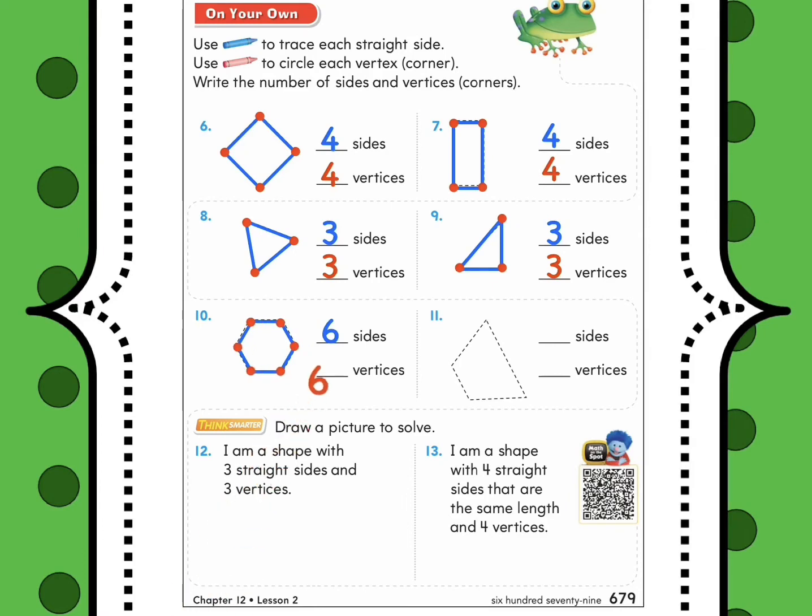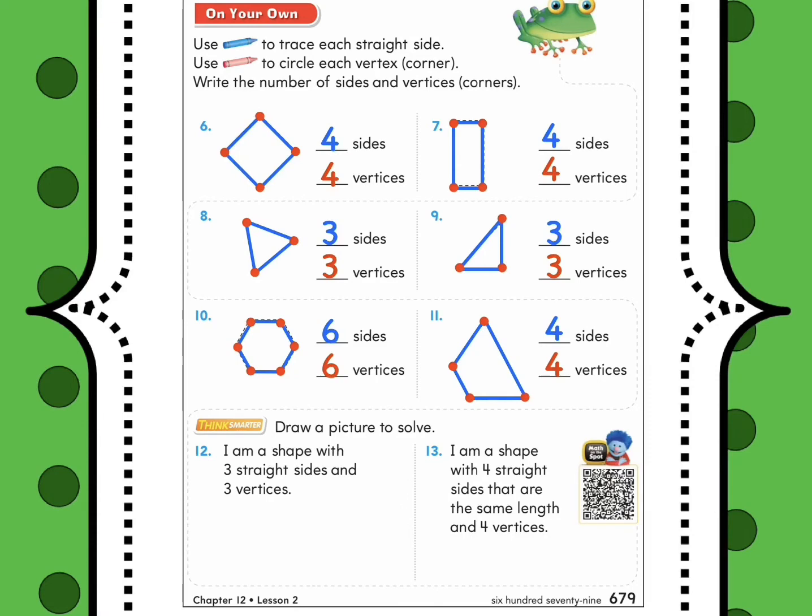Number 11. Do you remember this shape too? Wonderful. This is the trapezoid. And the trapezoid has 4 sides and 4 vertices like the square and the rectangle. Now, if we go down to think smarter question, they want us to draw a picture to solve. These are 2 riddles. I will read and I want you to think. Can you read it with me?